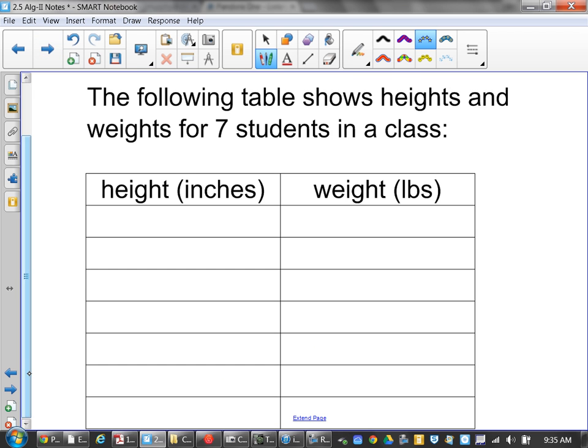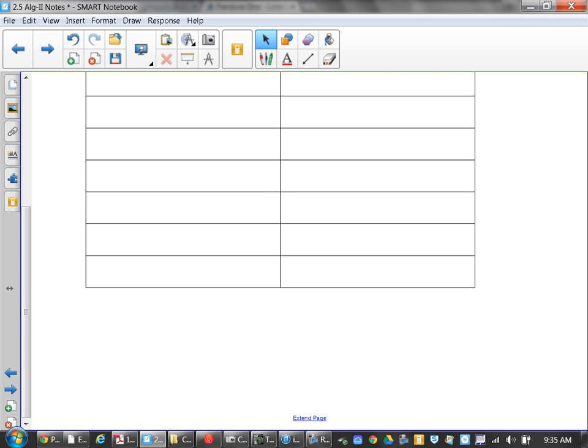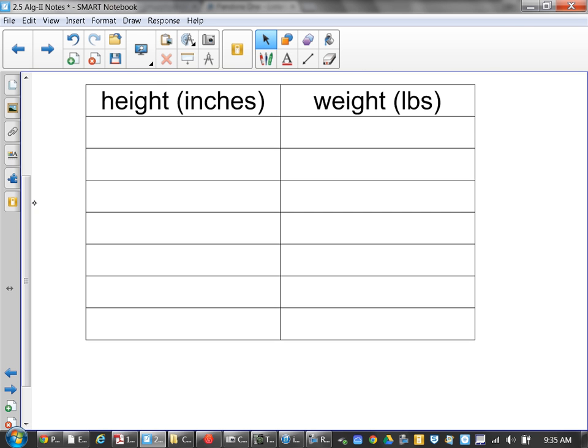So let's see. I need 7. We'll use 7 people here. This just made a little table. We're going to correlate height versus weight, and that usually helps to interpret. It's kind of an easy one to set up. We'll use gentlemen. There's like 9 guys. We'll start with the short guys and work our way to the tall guys.